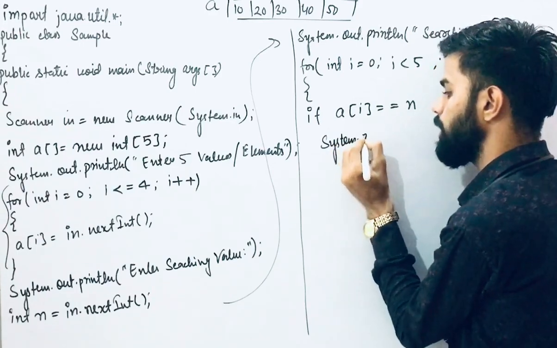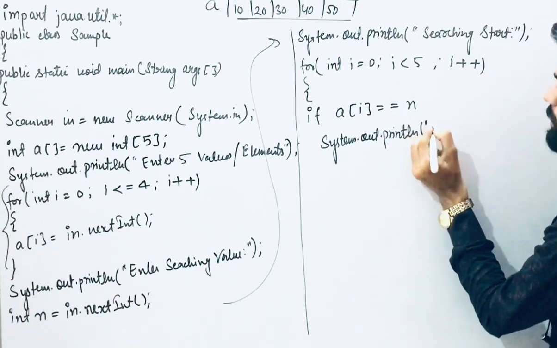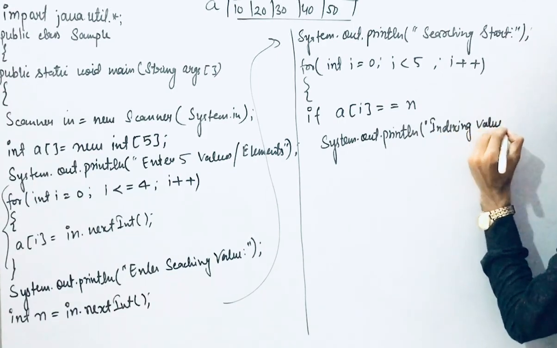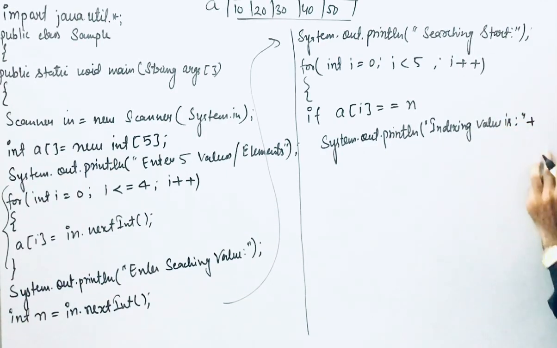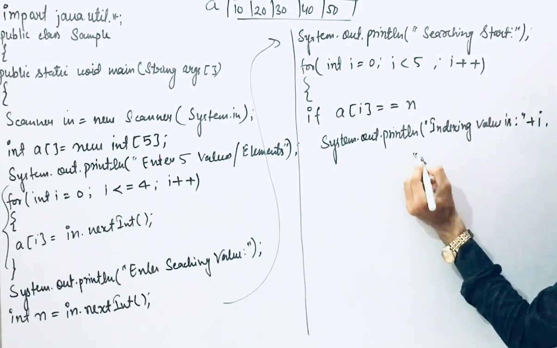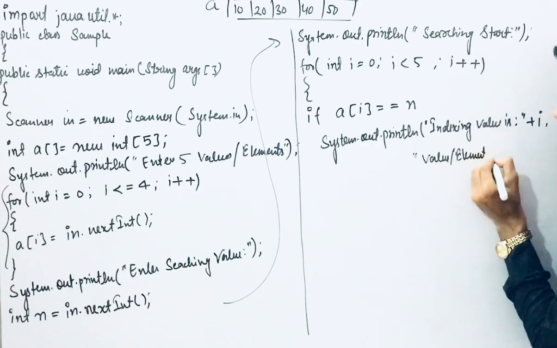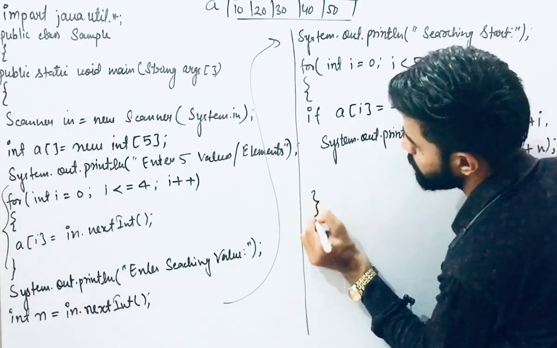System.out.println, and first of all I'm writing "indexing value is", and then close, plus what is the indexing value, it is i, and then I'm writing the rest of the things, "value or element is", close, and then plus n, this one, and the bracket close.